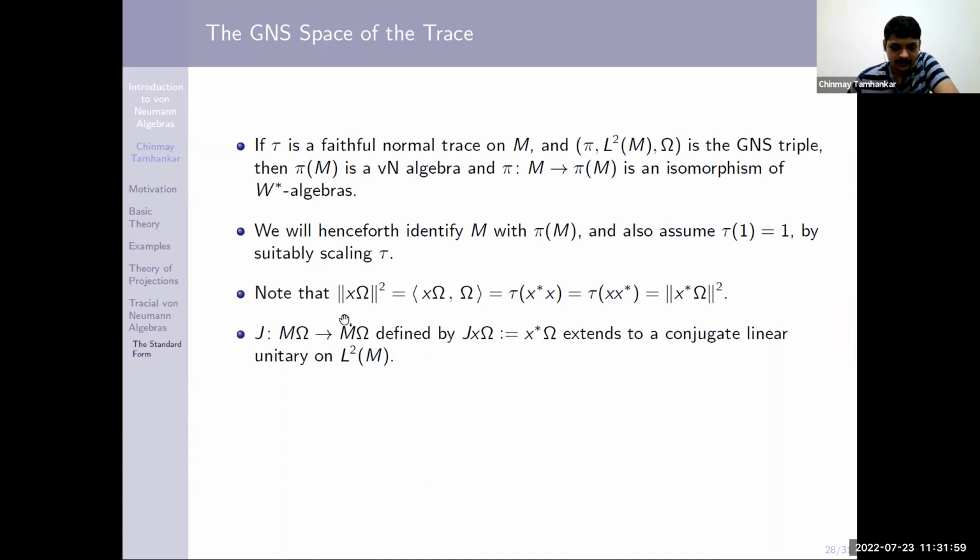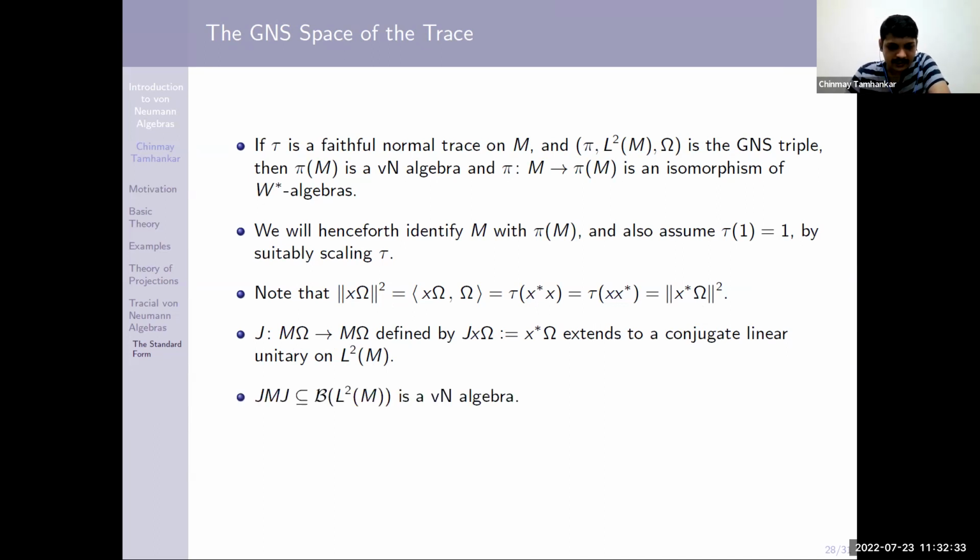here are a couple of things to do. So given any x, by this simple equation, we see that the norm of x omega has to be the norm of x star omega. And so this map J, which is defined on M omega by J of x omega is x star omega, since we have this equality, this map will extend to a conjugate linear unitary of the whole of L2(M). Because by the GNS property, this M omega is dense in this L2(M).